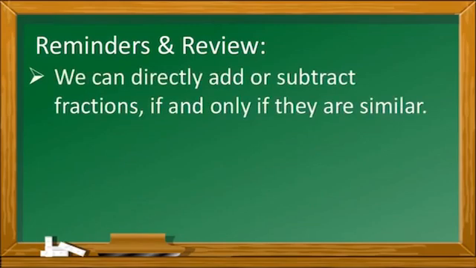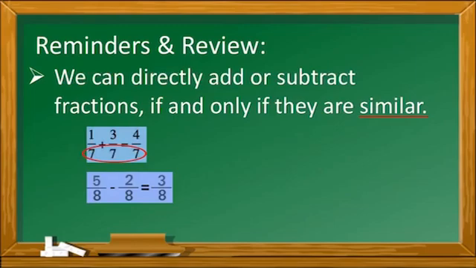We can directly add or subtract fractions if and only if they are similar. Like 1/7 plus 3/7 equals 4/7. The sevens are the same. 5/8 minus 2/8 equals 3/8. The 8s are the same.